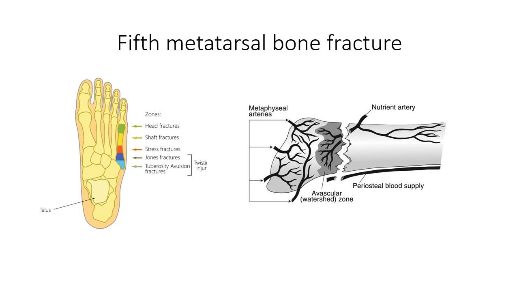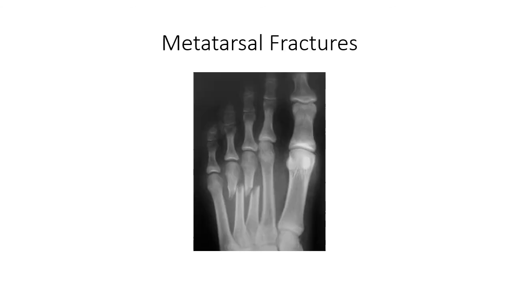Base of fifth metatarsal fractures account for 25% of all metatarsal fractures, of which 90% are zone 1 fractures, I mean tuberosity avulsion fractures. The mechanism of injury of metatarsal fracture is either direct crush injury, which may have significant associated soft tissue injury, or indirect mechanism, which is the most common, which occurs with forefoot fixed and hindfoot or leg rotating.